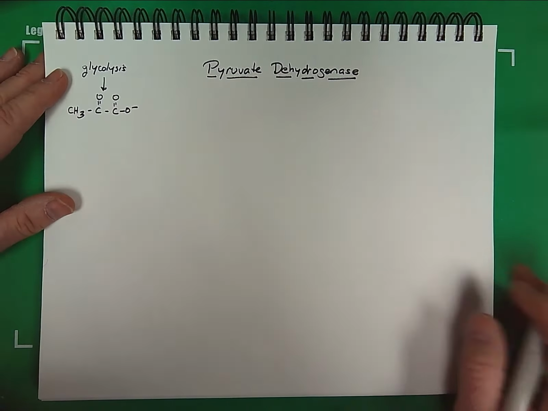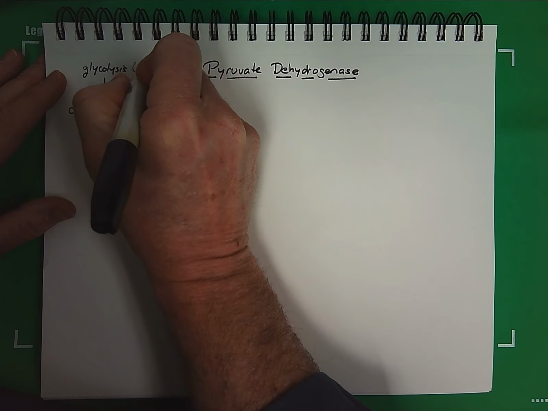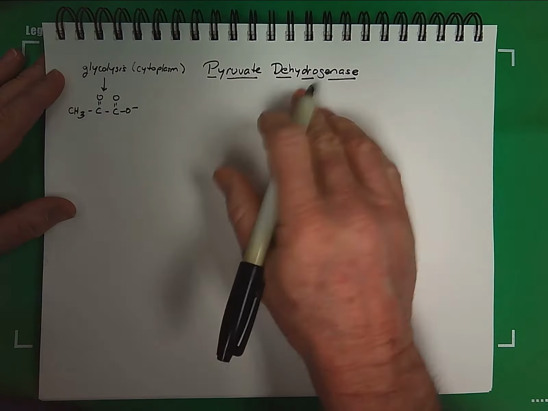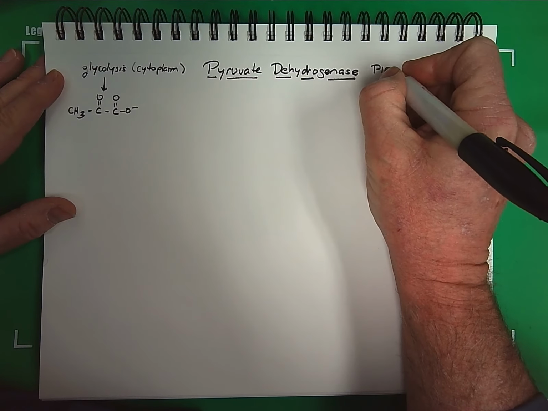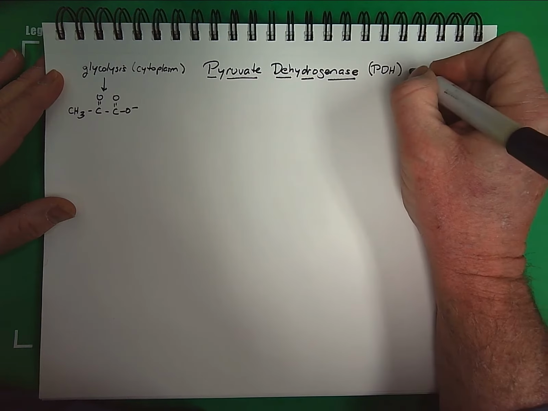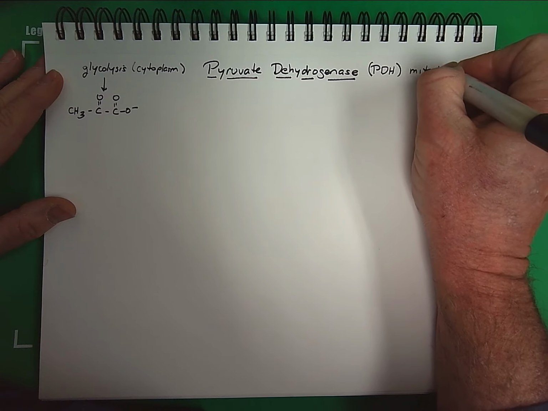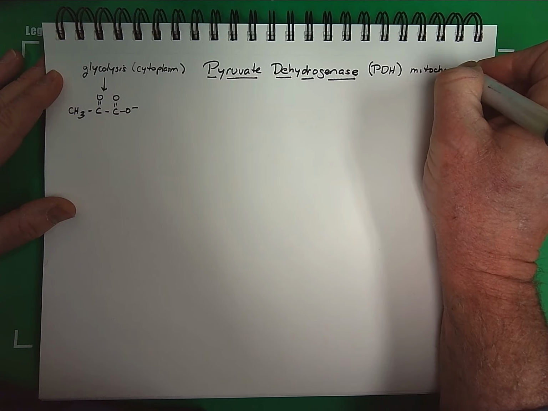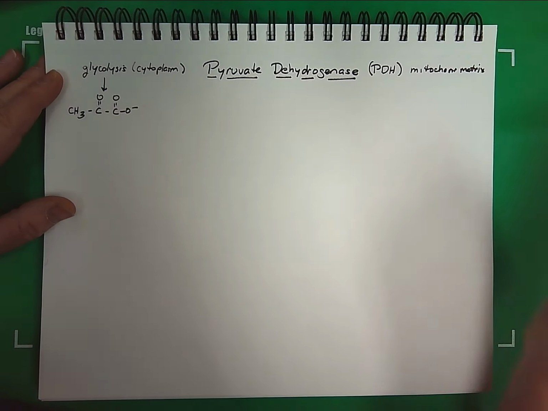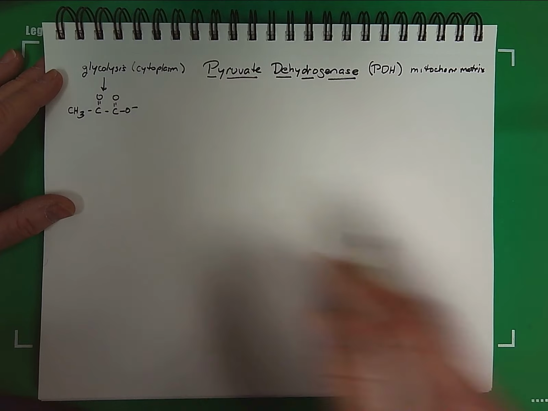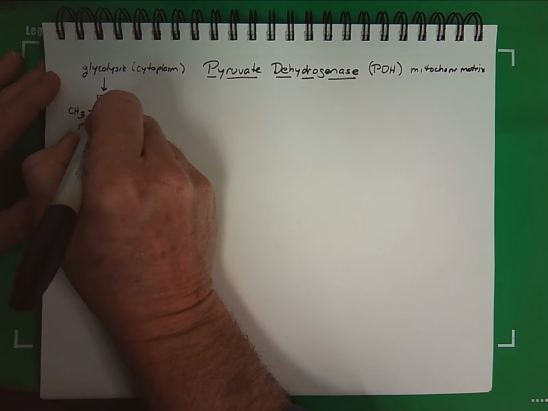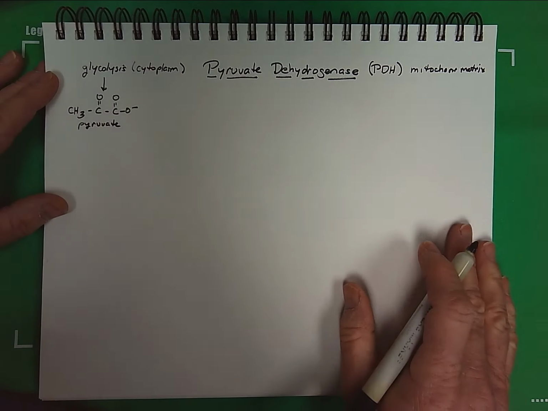Now recall that glycolysis occurs in the cytoplasm. The pyruvate dehydrogenase enzyme, also abbreviated PDH, is located in the mitochondrial matrix. Now that means that we need to get the pyruvate, which is found in the cytoplasm, into the mitochondria.